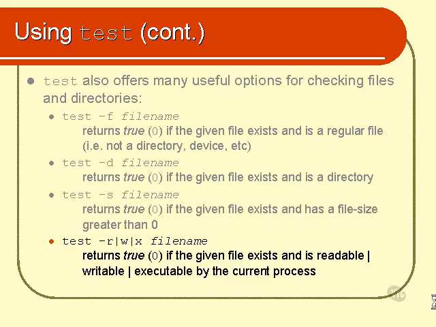And then we've got test minus R or test minus W or test minus X, which will return true if the file exists and is readable or writable or executable, depending on whether you specified minus R or minus W or minus X. And it will only test to see whether it's read, write or executable by the current process, meaning that the file may indeed be writable, but if it's not writable by this shell script, then you'll get a false value. Let's have a look at some examples of those.